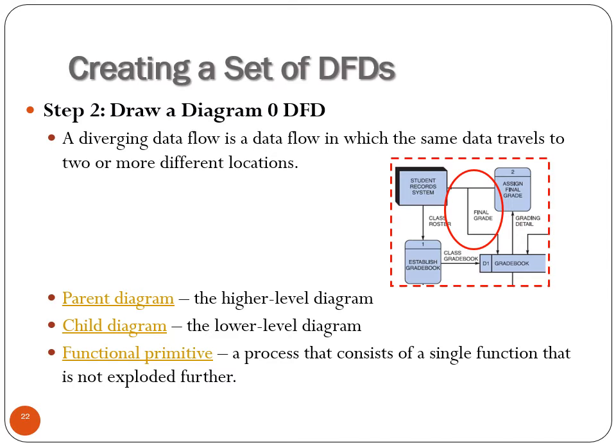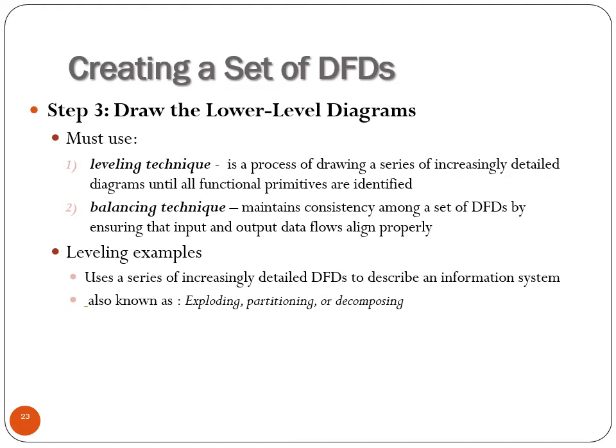When you create a set of DFDs for a system, you break the process logic down into smaller units, called functional primitives, that programmers will use to develop code. A functional primitive is a process that consists of a single function that is not explored further. If needed, we will go to the third step, draw the lower level diagram.